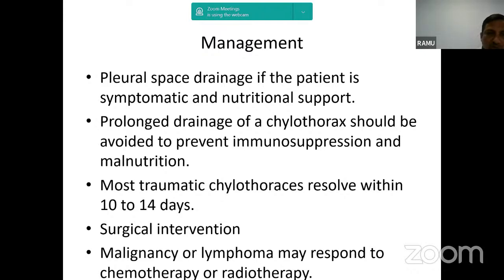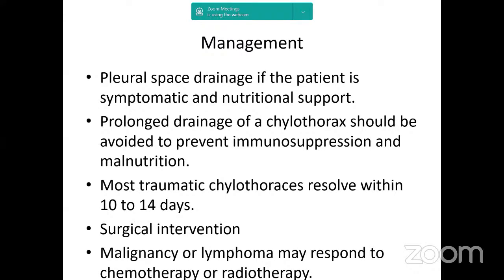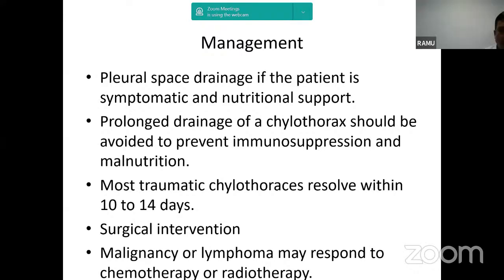Then we have to use somatostatin analogs like octreotide. If we use them, the chances of chyle accumulation will be less, and it resolves slowly. Or else surgical management. In case of lymphomas or malignant chylothorax, they respond to chemotherapy or radiotherapy.